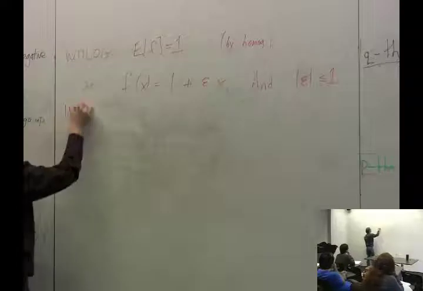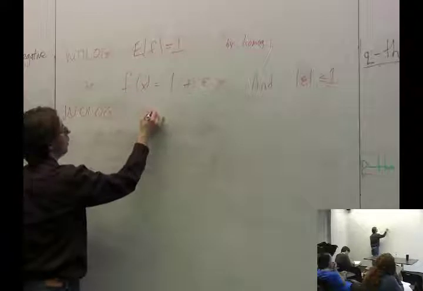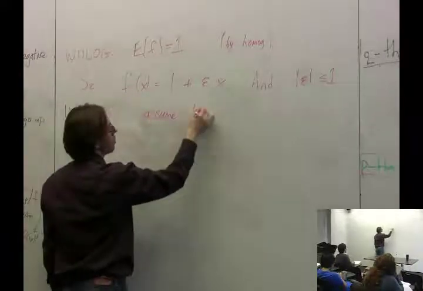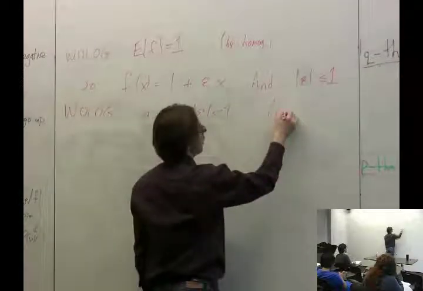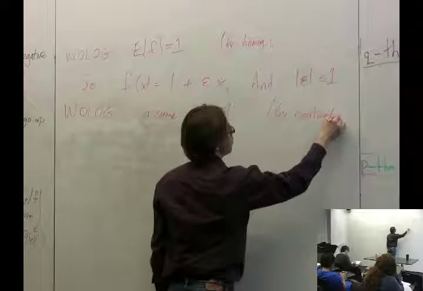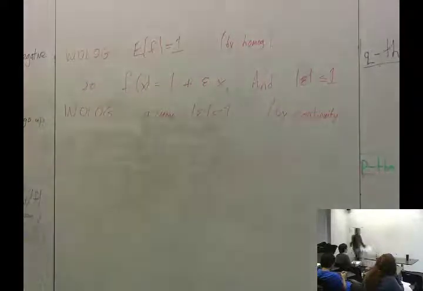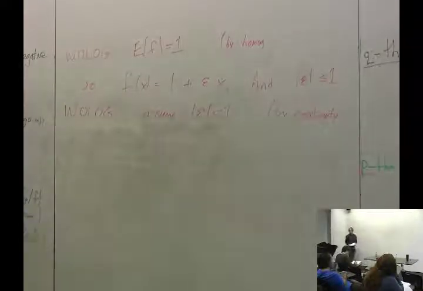And now, in the never-ending chain of these things, we're going to also assume that epsilon is strictly less than 1. We can do this because if we get it for all epsilon less than 1, then we can get it for epsilon equal to plus or minus 1 by continuity. Okay, so now we got rid of a bunch of annoying cases, and now we're going to start. Any questions?